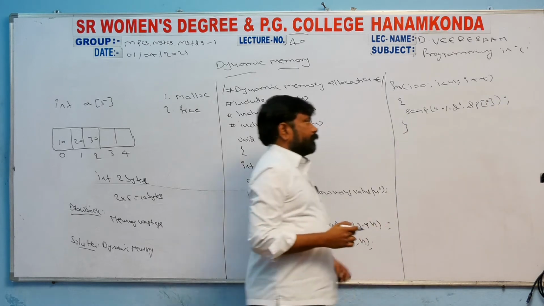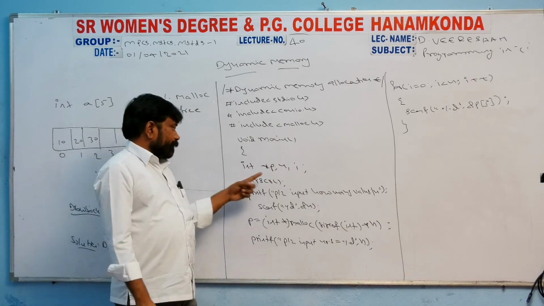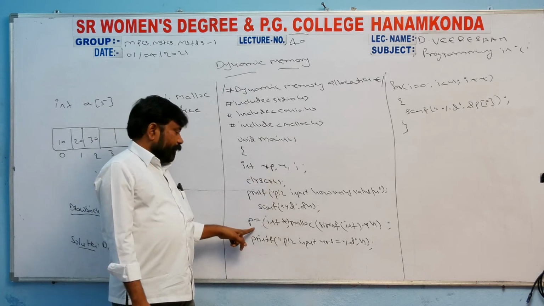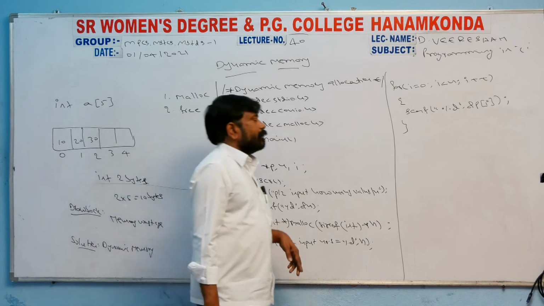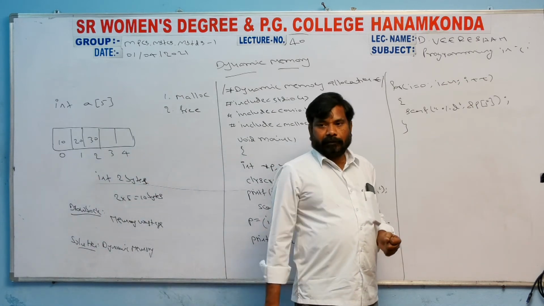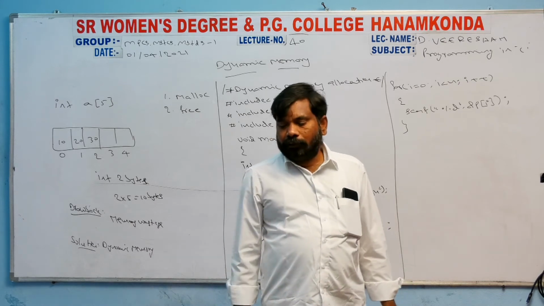That is the concept. See, I am going to input the values into the pointer variable. That is the pointer variable here, p. For which variable do I have the memory? For p only. Now I have to input the values to p only. So for that I am writing scanf, percentage d, ampersand p of i. Now whatever values are given, you have to input.